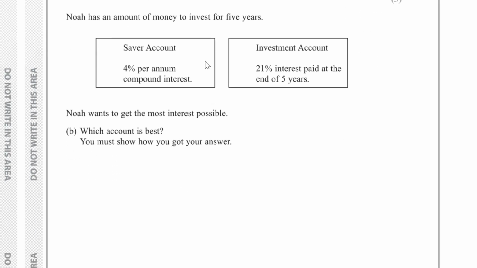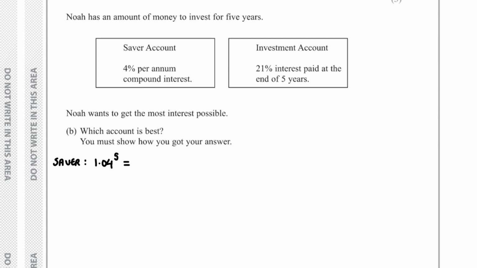Now for part B, Noah has an amount of money to invest for 5 years. So with savers account, that's 4% per annum compound interest, and with investment account, that's 21% interest paid at the end of 5 years. Noah wants to get the most interest as possible. Which account is best? You must show how you get your answer. So if we take a look at the saver account, here, the amount of interest will be 1.04 to the power of 5.